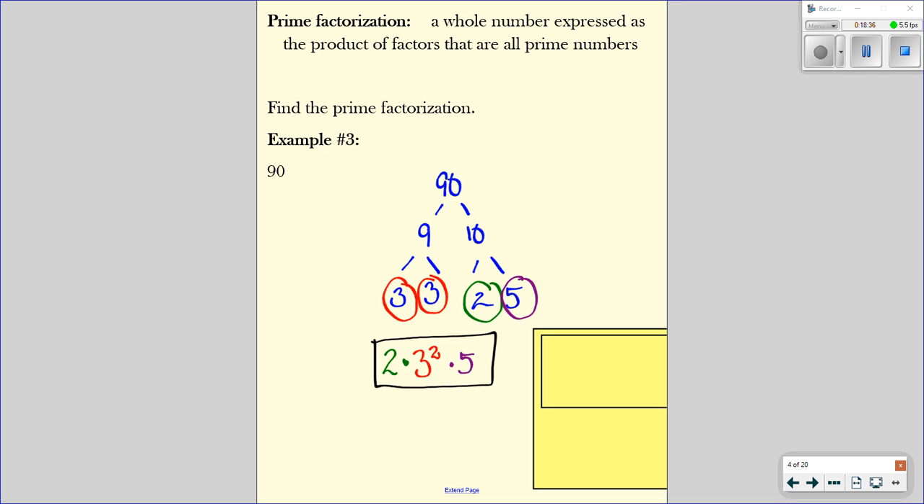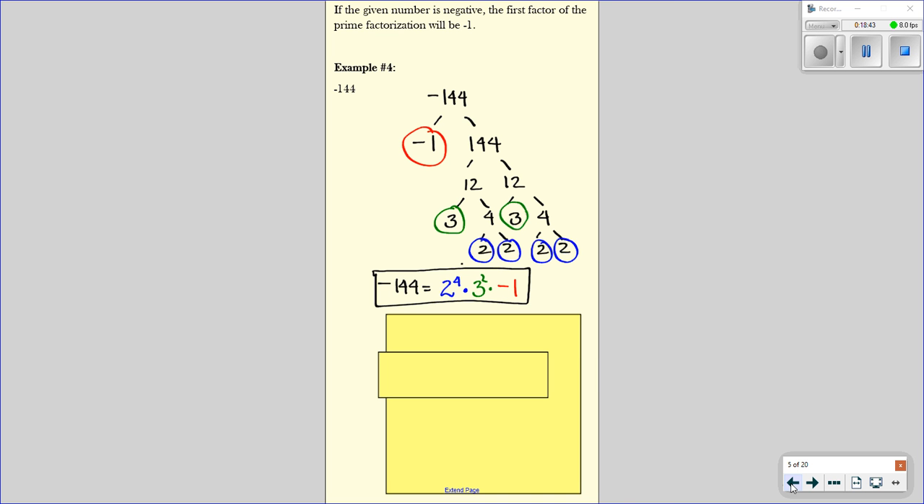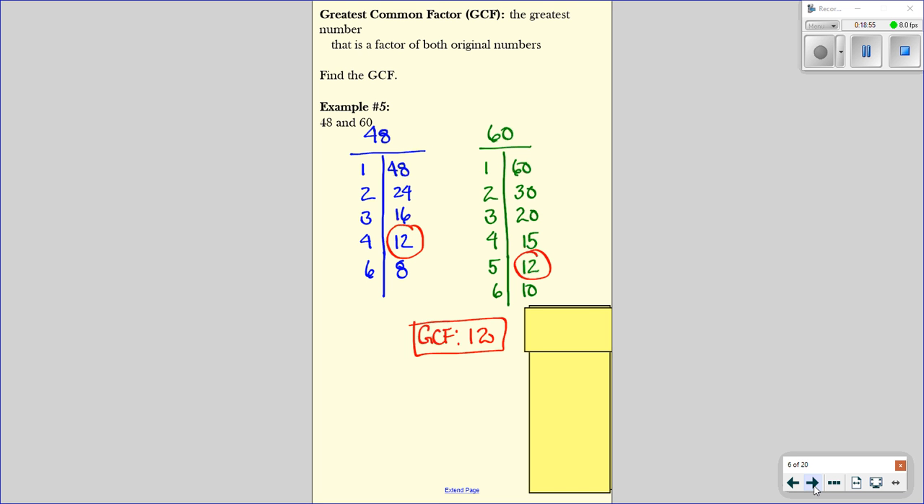And you also learned about negative numbers. When you do a negative number and are trying to do the prime factorization, make sure you remove that negative 1. So it'd be negative 1 times whatever that number is. Then break down that positive number to its prime numbers. You also learned about GCF, which is greatest common factor. You find all the factors for each number or each term, and then find the number that they have in common, but it has to be the greatest one.